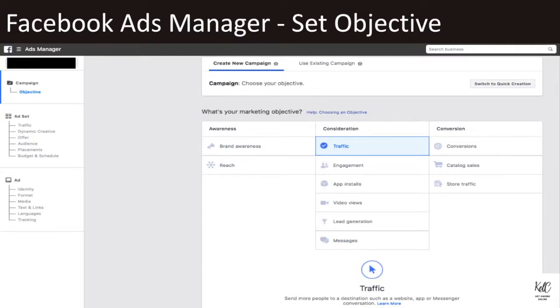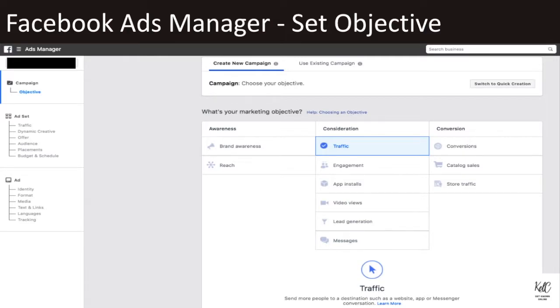Okay, today I would like to share with you what the Facebook Ads Manager objective is. Once you enter the Ads Manager, you will see this user interface, right? This is how you start to create your marketing objective. It's under campaign, okay? It's under campaign.